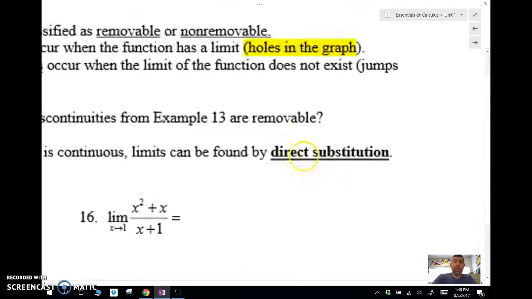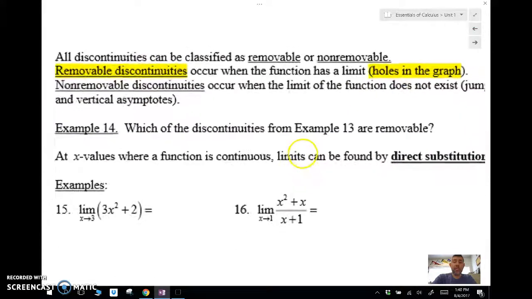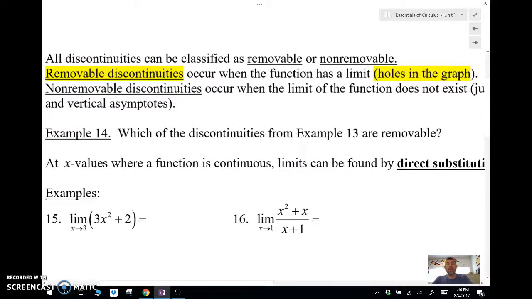Here's a quick summary of some vocabulary for discontinuities. All discontinuities can be classified as either removable or non-removable. Removable discontinuities occur when the function has a limit, but there's a hole in the graph. If we had a hole in the graph, we could basically shade the hole in, and then we can remove the discontinuity. A non-removable discontinuity is when the limit really doesn't exist. When we have a vertical asymptote or a jump in the graph, we cannot remove that discontinuity. Those are called non-removable discontinuities.